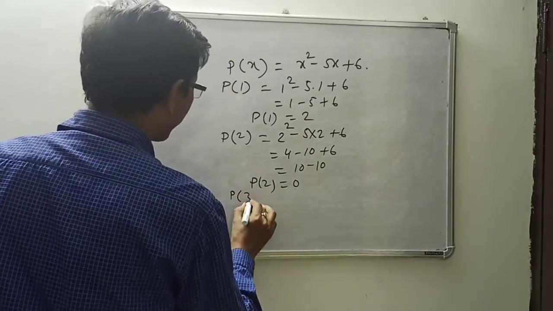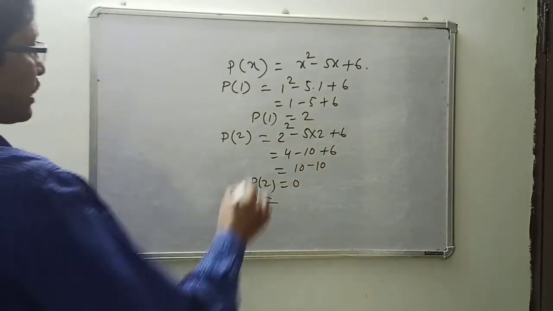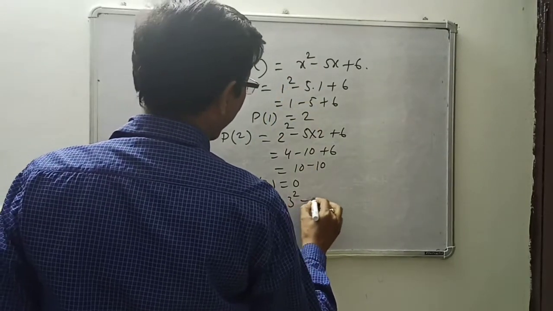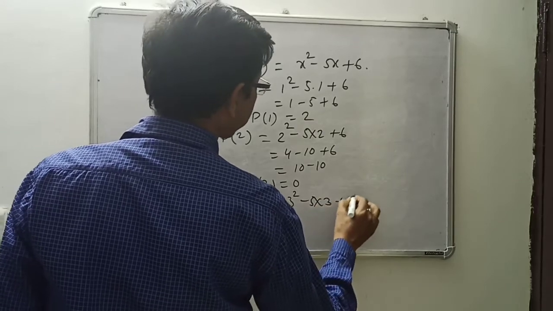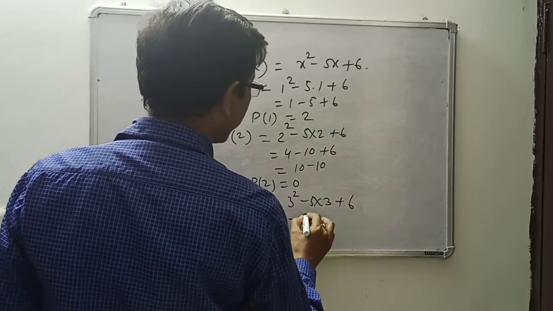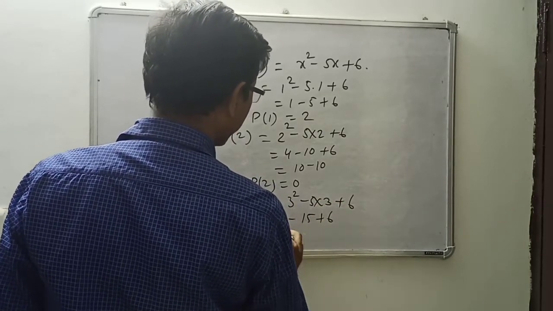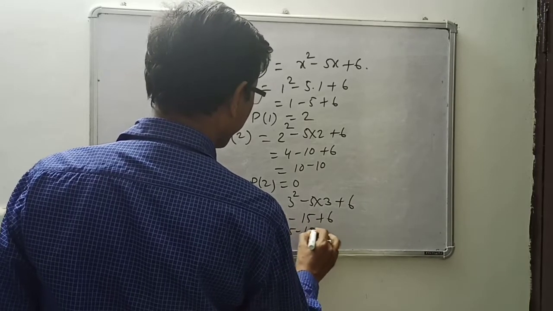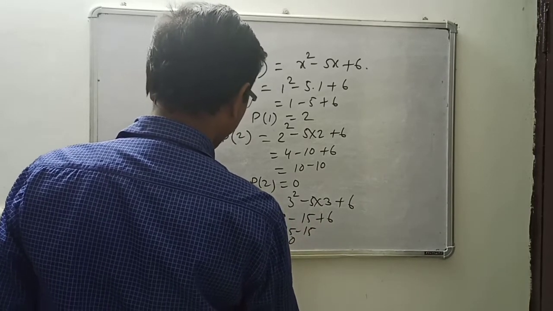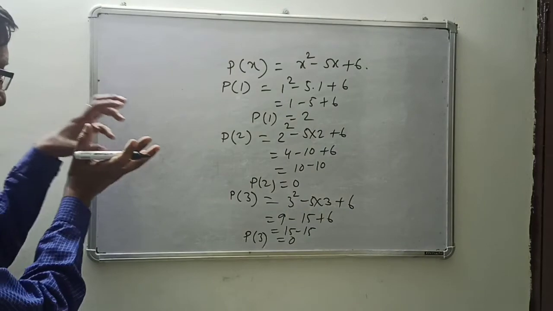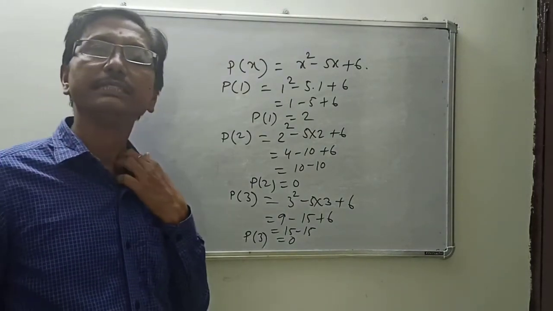Another value, if you want to find out, suppose p(3). It will come 3 square minus 5 into 3 plus 6. So 9 minus 15 plus 6. So ultimately 15 minus 15, that is also 0. So for some values the polynomial becomes 0.